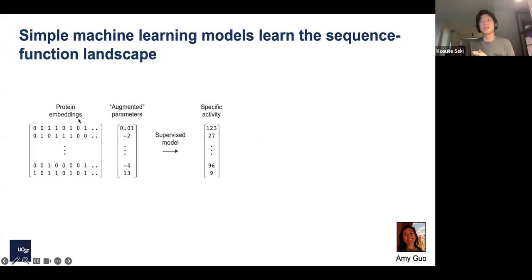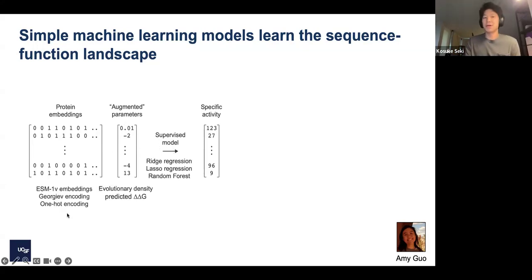What we did was we were interested in seeing three different variables within these types of models. So one, we were looking at protein embeddings. These can be things like ESM embeddings from a protein language model, or it could just be a one-hot encoded sequence. There's been some work showing that if you provide more information, here what we're calling augmented parameters, you might be able to improve a model. And then we're looking at the types of models themselves.